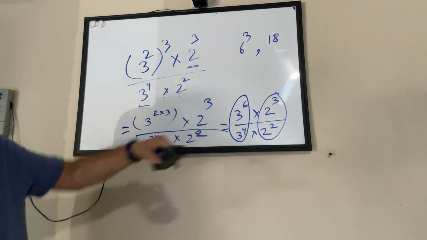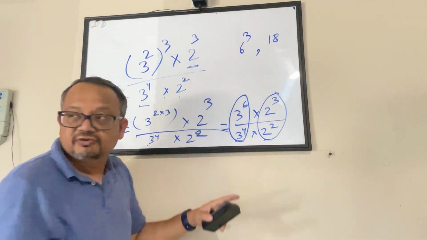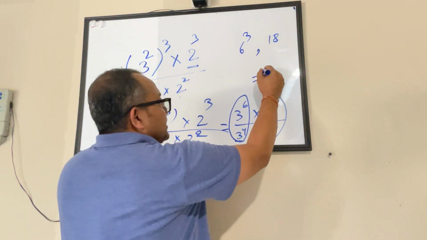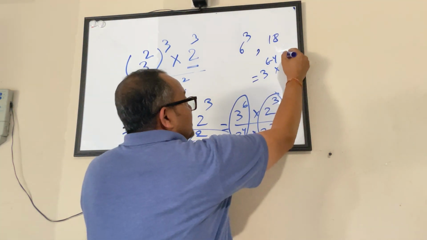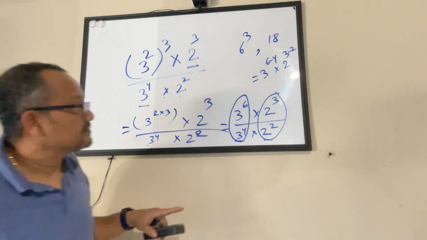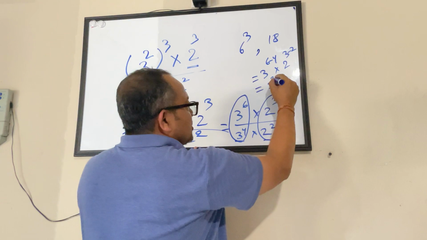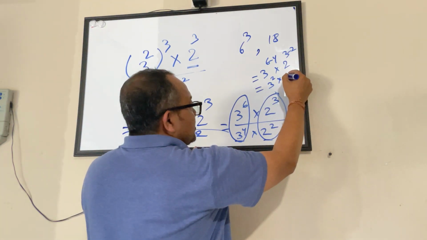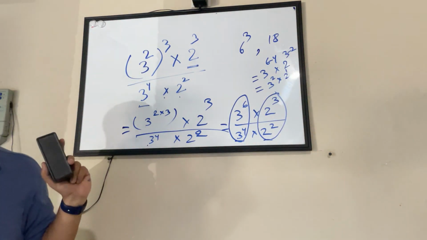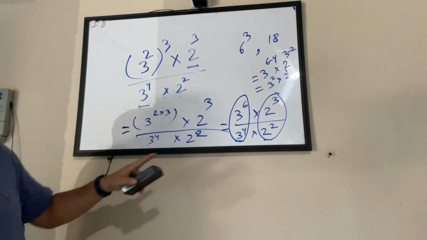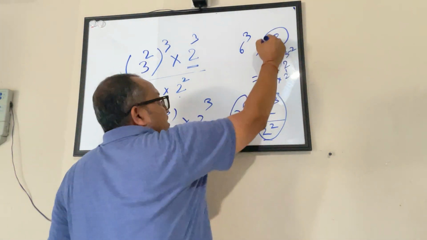Yes. So basically you grouped similar things together, right? So you put 3 together, 2 together. So that is how you got 3 to the power 6 minus 4 into 2 to the power 3 minus 2. And that gave you 3 to the power 6 minus 4 is 2, into 2 to the power 3 minus 2 is 1. That is 2 to the power 1. And that's what made it 3 to the power 2 is 9 into 2 is 18. So this seems to be the correct answer.